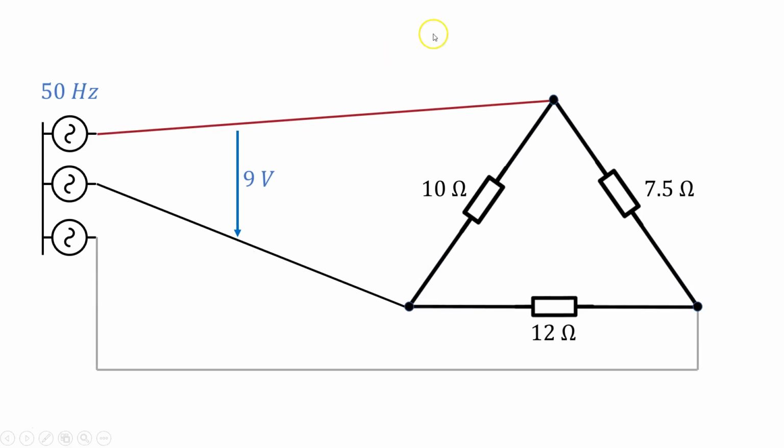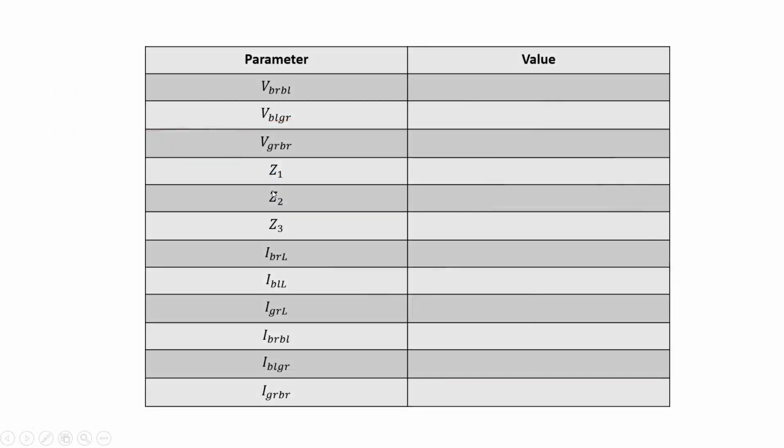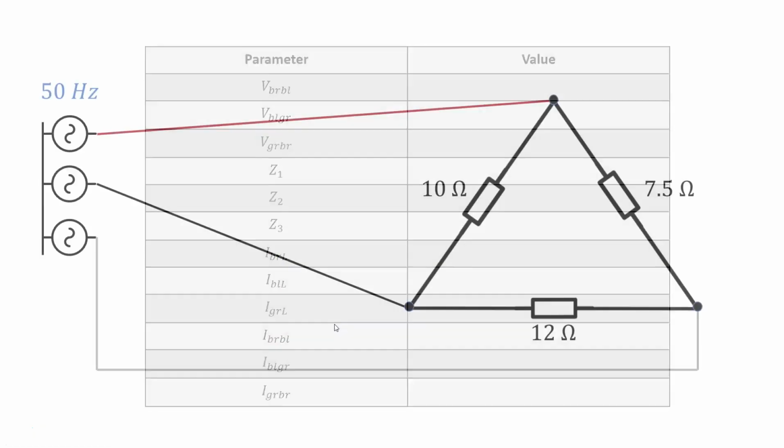We have a delta connected with 3 resistors, one 10 ohms, one 7.5, one 12, and we have 9 volts between 2 of the lines here. So this is the line voltage. And we're asked to fill in this table. So we're asked for our line and phase voltage, our impedances, our line and phase currents.